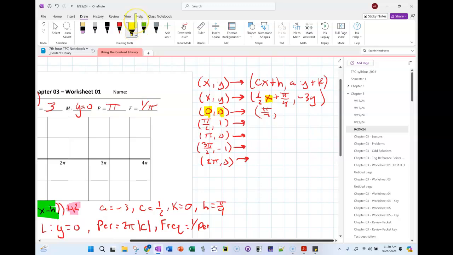And then I'll take 0 and plug it in for y. -3 times y is still 0, or -3 times 0 is still 0. And then continue going, so I plug pi over 2 in. 1/2 times pi over 2 is pi over 4. Pi over 4 plus pi over 4 is 2 pi over 4, or just pi over 2. And then -3 times 1 is -3.